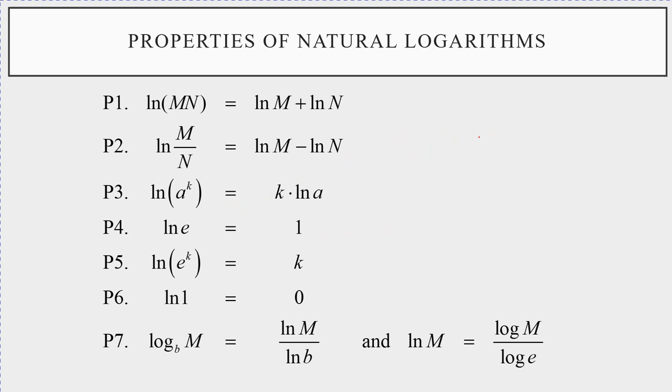So here are just some properties of the natural log, and it's the same properties for all logarithmic functions. I'm not going to go through them all here. It should hopefully be a review for you. But if you have the natural log of m times n, that breaks up as addition, so natural log of m plus natural log of n. Division breaks up as subtraction. You can bring an exponent down in front, and you can see the rest here.